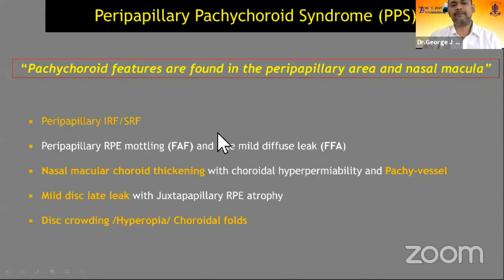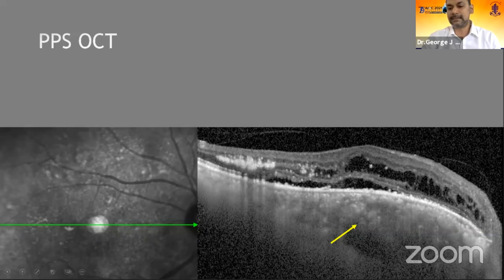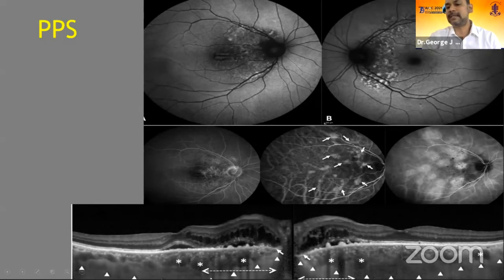Coming to a new variant of pachychoroid disease, the peripapillary pachychoroid syndrome, wherein all these features are confined to the nasal macula. For example, you can see the intraretinal and subretinal fluid in and around the optic nerve. There is a preferentially nasal macular choroidal thickness, unlike the usual temporal thickening. A mild disc leakage and peripapillary RPE atrophy, and the pachy vessels and the choroidal hyperpermeability are usually confined to the peripapillary area. So this is a new variant of pachychoroid disease.